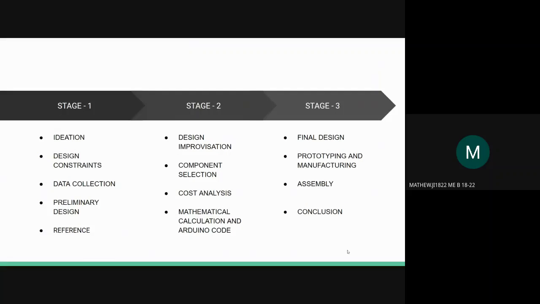The project is divided into three stages. Stage 1 consists of ideation, design constraints, data collection, preliminary design, and reference. Stage 2 consists of design improvisation, component selection, cost analysis, mathematical calculation, and Arduino code. Stage 3 consists of finalization of design, prototyping and manufacturing, assembly, and conclusion.